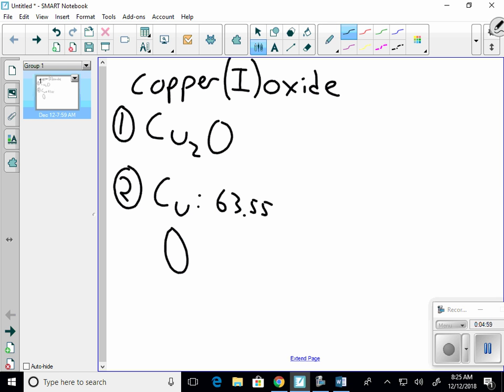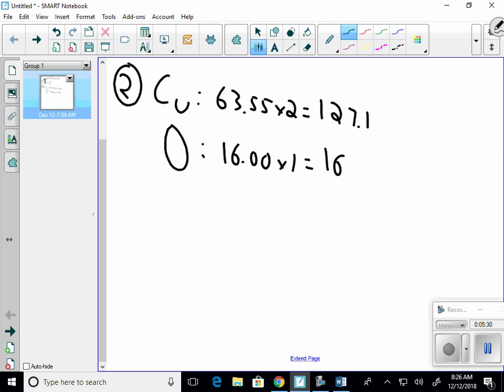Now, there are 2 in the formula, so we do take that into account, and we multiply that by 2, which would be 127.1. Oxygen's 15.9994. Well, that's 16.00. Times 1 because there's 1 of them. So here's our step 2. We need to know the mass of each part.